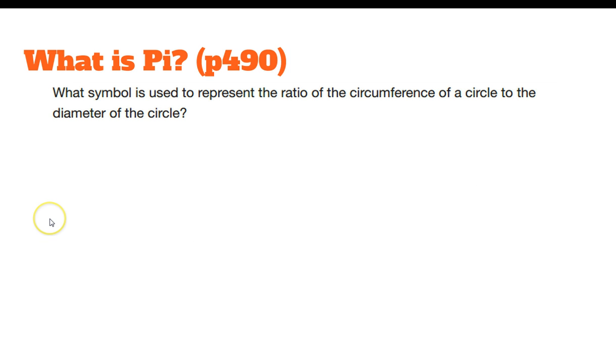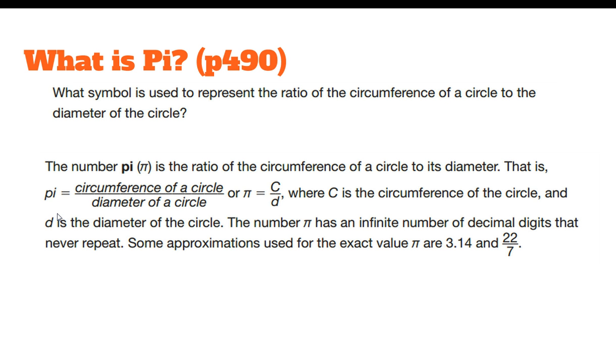All right, so what is pi? Look on page 490. So what symbol is used to represent the ratio of the circumference of a circle to the diameter of a circle? Well, it is pi. You guys have heard of pie, and not the kind that you eat. We're not talking about that. We're talking about pi, which is the ratio of the circumference of a circle to the circle's diameter. So that means pi is equal to circumference of a circle divided by the diameter of a circle.